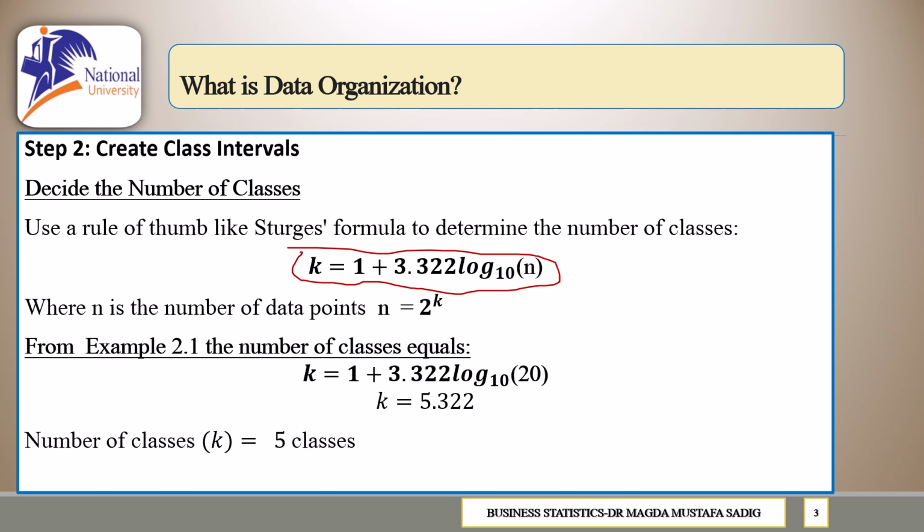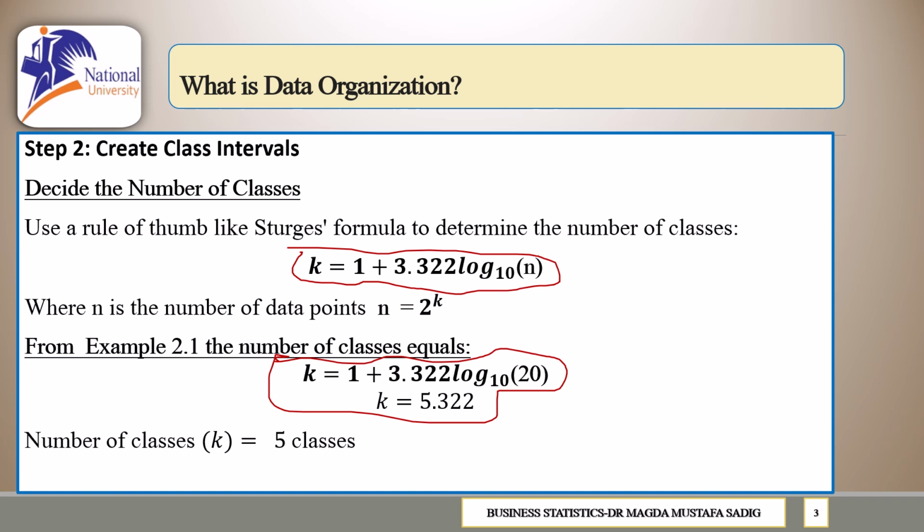So in this example too, the number of classes k equals 1 plus 3.322 log 10 of the number of values, which are 20. So k equals 5.322, and the number of classes could be 5 or 6, no problem. It could be 5 classes or 6 classes.